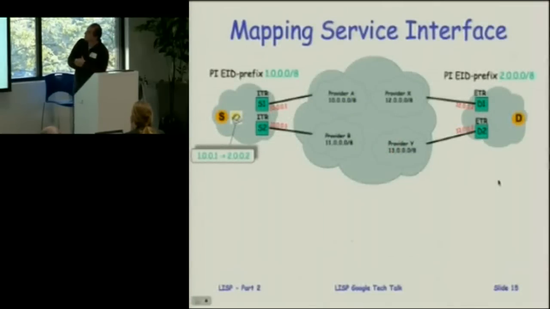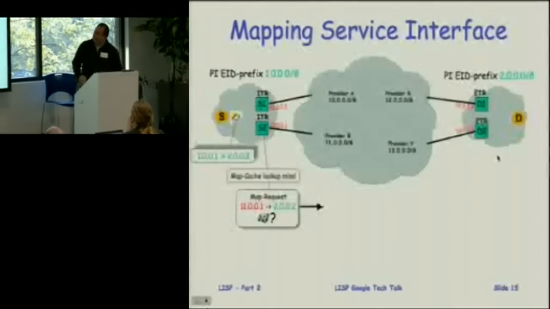So let's talk about the mapping service interface. Well, this was the example we had last time where S was talking to D and it wanted to inject a packet. Remember, throughout this presentation, green means EIDs and red means locator addresses. It'll be consistent throughout the presentation. So we see that the source is 1.0.0.1, out of the provider independent EID prefix that's been allocated to the site, the 1/8, and it's going to send a packet to 2.0.0.2, which is D's address.